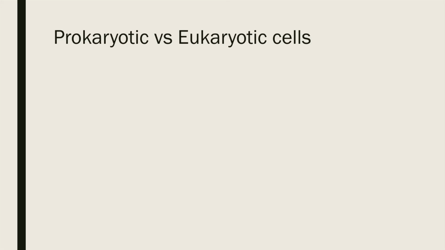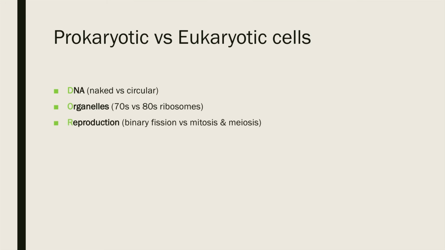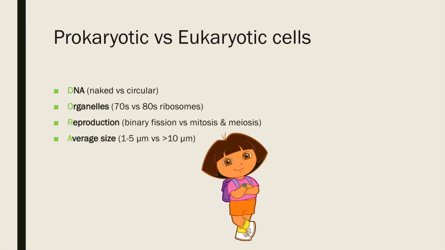The two main types of cells are prokaryotic cells and eukaryotic cells, and they have some vital differences which we need to be aware of, and these can be remembered by DNA, organelles, reproduction, and the average size, which can be remembered by the acronym DORA. Prokaryotic cells have naked DNA, whereas eukaryotic cells have circular. Prokaryotic cells have 70S ribosomes, eukaryotic have 80S. The reproduction is binary fission compared to mitosis and meiosis, and the average size ranges from 1 to 5 micrometers to bigger than 10 micrometers in eukaryotic cells.